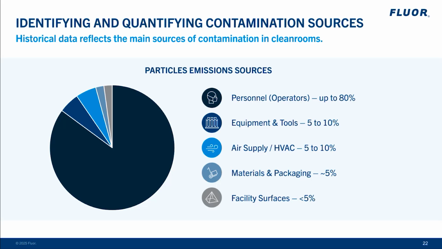For example, equipment and tools about 5 to 10%, air system and HVAC also between 5 to 10%, materials and packaging around 5%, and facility surfaces less than 5%. This structure clearly shows that by knowing the number of people present in the room, we can estimate the amount of contaminants generated. In turn, this allows us to dynamically adjust ventilation system parameters, maintaining environmental cleanliness while optimizing energy consumption without compromising process quality.